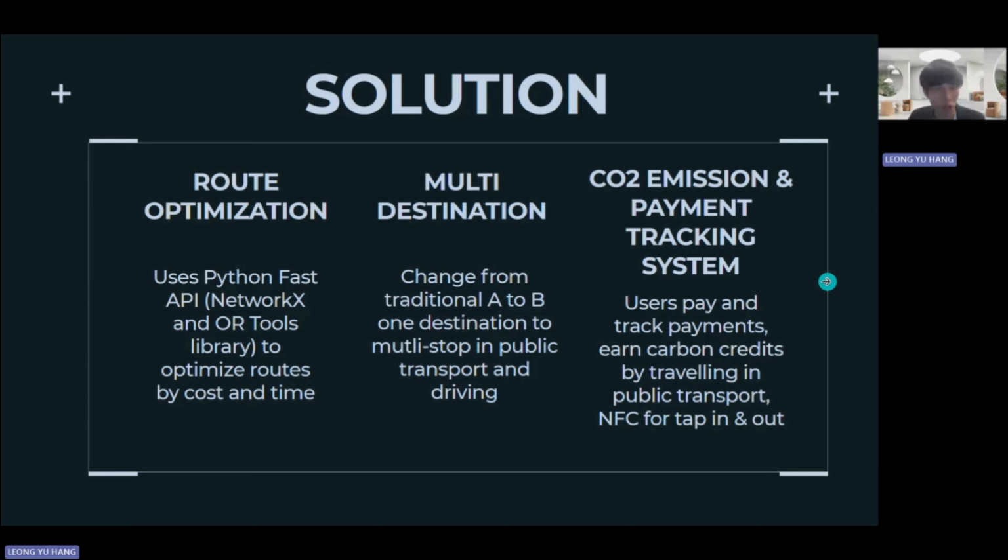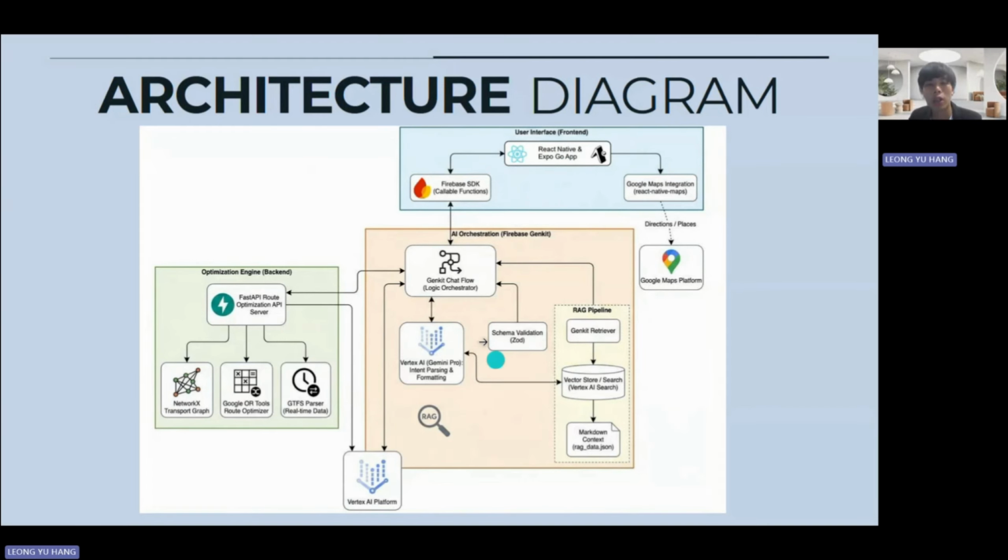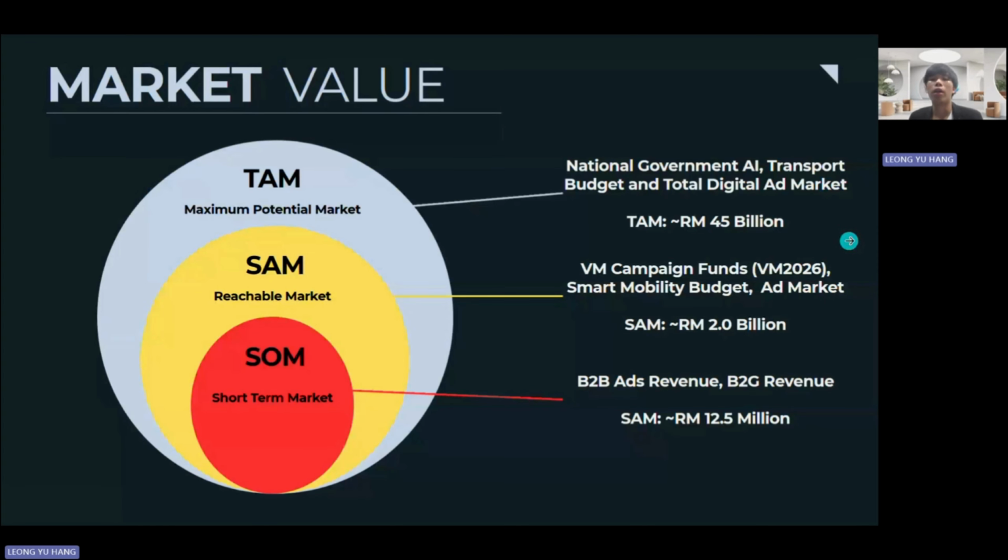So this is the brief architecture diagram of what we use. We're using React Native and Expo Go for the front end, and we're using Firebase Genkit to make this whole architecture work. And we use RAG to improve our AI results. We also use FastAPI for the backend engine, and the Google Maps API for location suggestions.